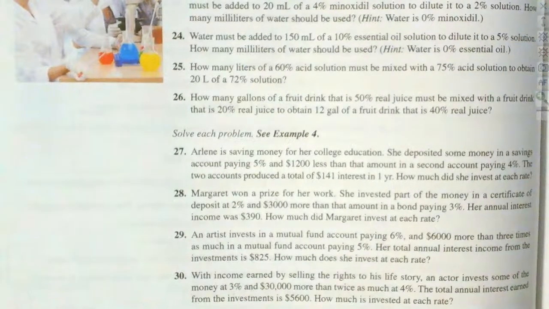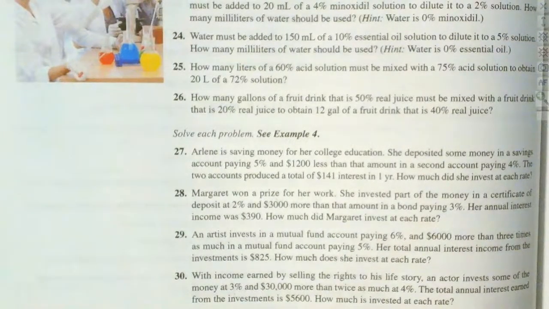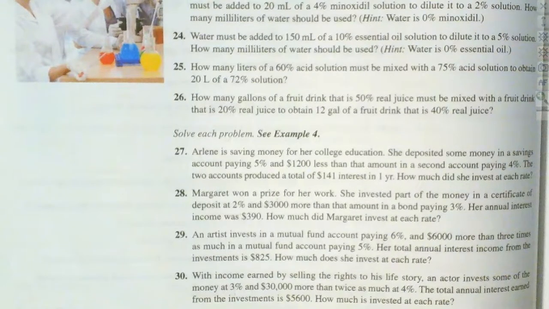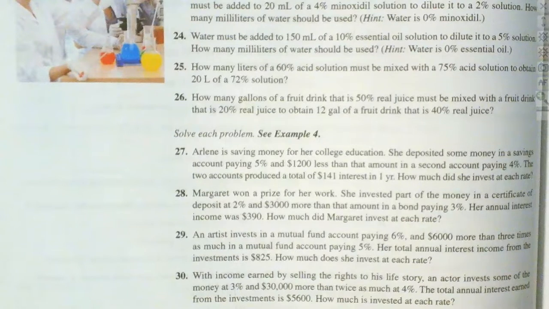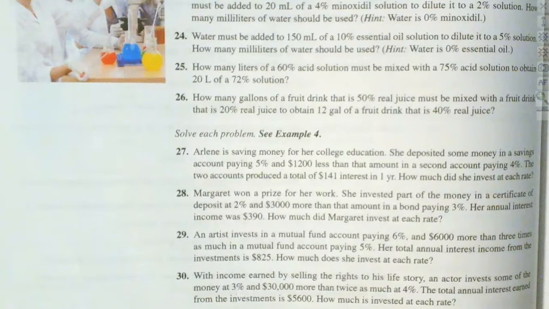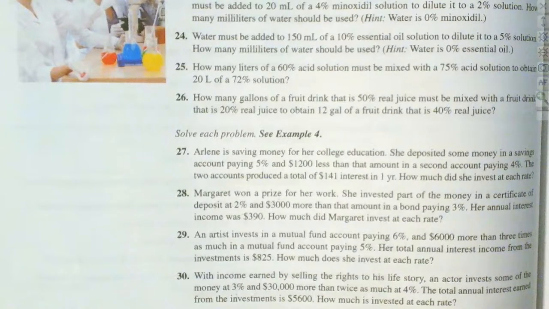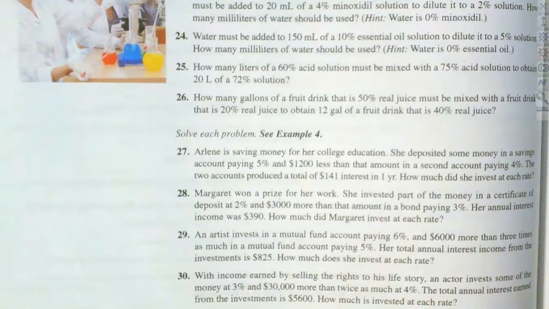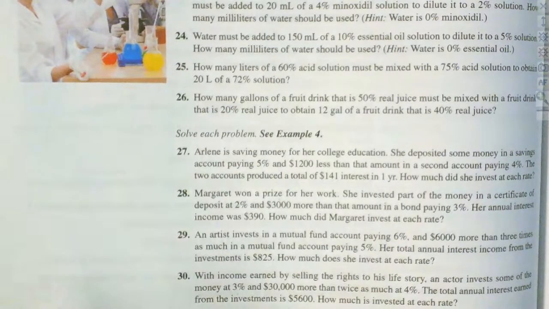How many gallons of a fruit drink that is 50% real juice must be mixed with a fruit drink that is 20% juice to get 12 gallons of a fruit drink that is 40% juice? So let's see what we've got here. This is a mixture question. Okay, we're mixing these juice containers together. They're different types of drinks.